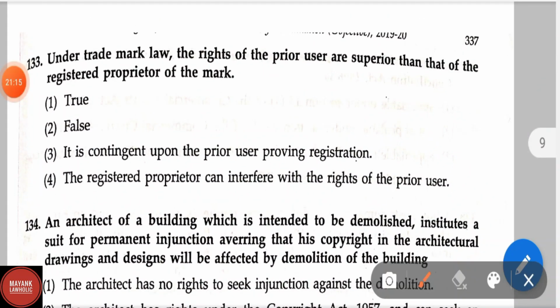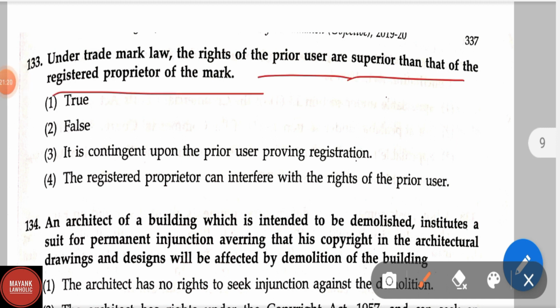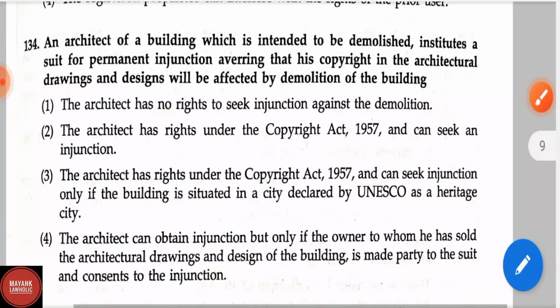Under trademark law, the rights of the prior user are superior to those of the registered proprietor of the mark. Options are: true; option second, false; third, it is contingent upon the prior user proving registration; and option 4, the registered proprietor can interfere with the rights of the prior user. Correct answer is option 1, true. Under the trademark law, the rights of the prior user are superior to those of the registered proprietor of the mark. This is the correct statement. Now let us see question number 134.